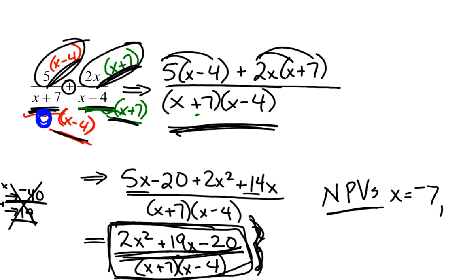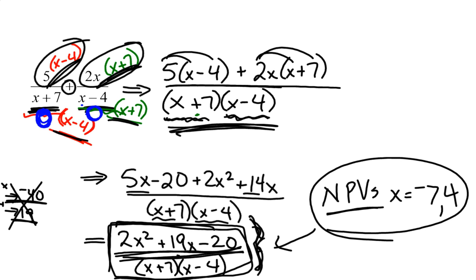What could potentially make a 0 in that denominator? Well, if x was positive 4. So negative 7, positive 4 are NPVs. When I look at all the steps, it's the same values in my denominator, so I don't need to repeat it. There's my answer. As long as my NPVs, my values of x equal to negative 7 or 4 aren't used. There's adding, subtracting.